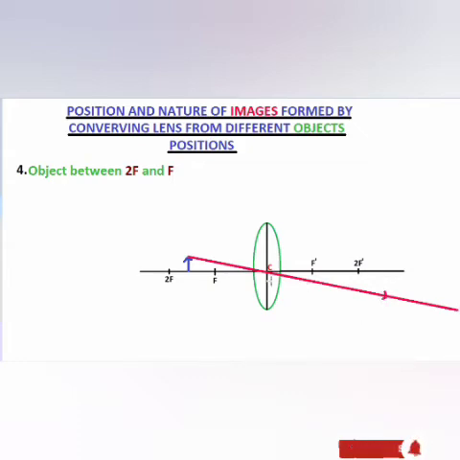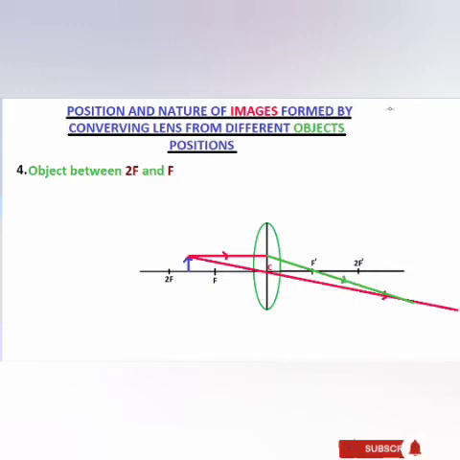I'll indicate my direction. Then again I will draw a ray parallel to the principal axis, indicate the direction of the ray, showing that it is an incident ray with the arrows. The ray will be refracted or deviated through f prime, and the point of intersection of the two rays is beyond 2f prime. So I indicate with my direction again.